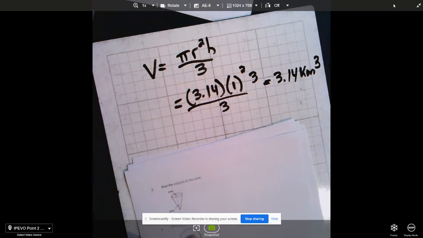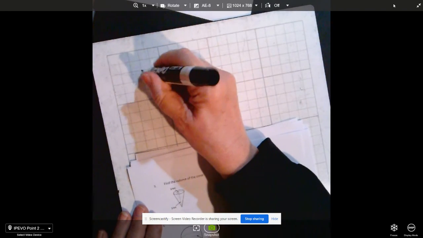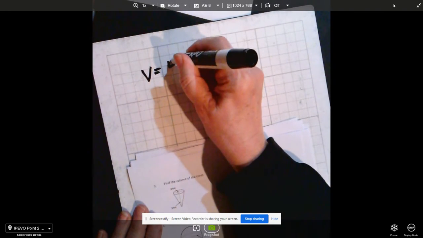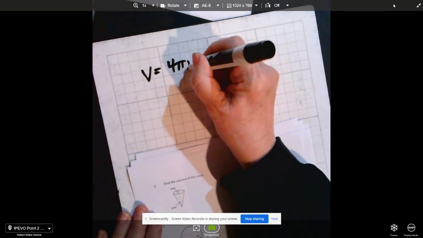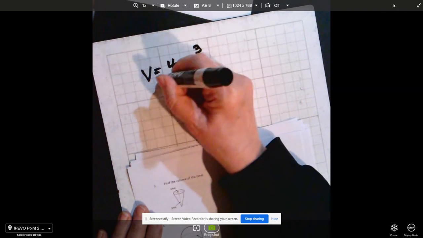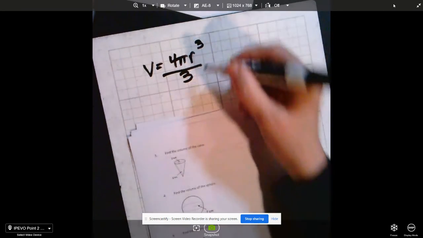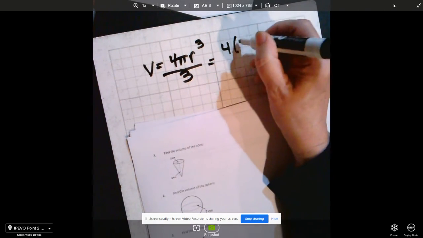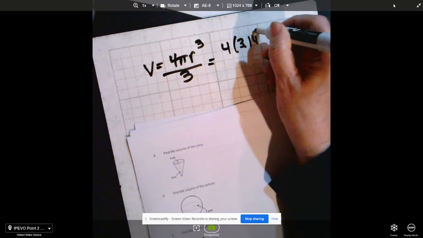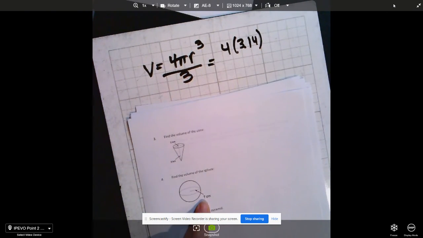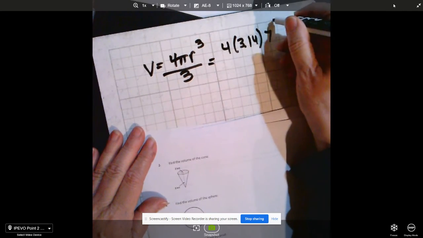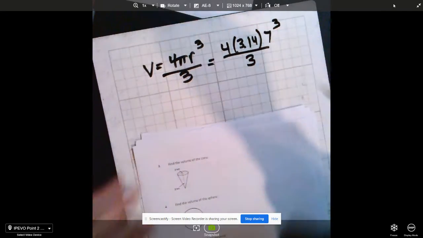All right, number 4 says the volume of a sphere. So the volume formula for a sphere is 4 pi r cubed all over 3. Again, we're going to use 3.14 for pi. So this will be 4 times 3.14. They give me here the radius is 7. They give it as the radius, not the diameter, so I can use that. 7 cubed all over 3.